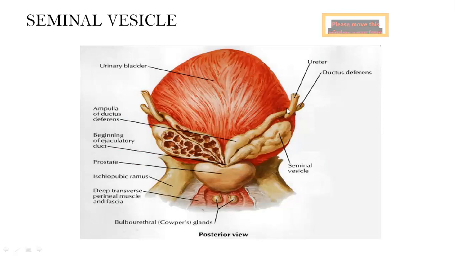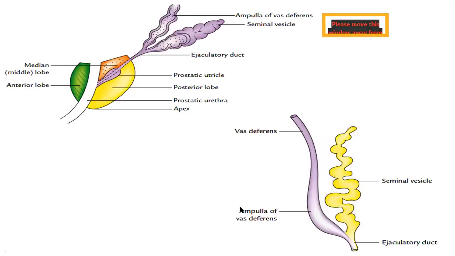I told you the vas deferens shows a bulge before it joins the duct of the seminal vesicle. This bulge is the ampulla. So the ampulla of the ductus deferens joins with the duct of the seminal vesicle to form the ejaculatory duct. That ejaculatory duct opens in the prostatic urethra. So we have the seminal vesicles, the prostate, and the bulbourethral glands continuing with the penis as accessory organs of the male reproductive system. This is the ampulla of the vas deferens, and this is the seminal vesicle, which we see on the posterior aspect of the urinary bladder.